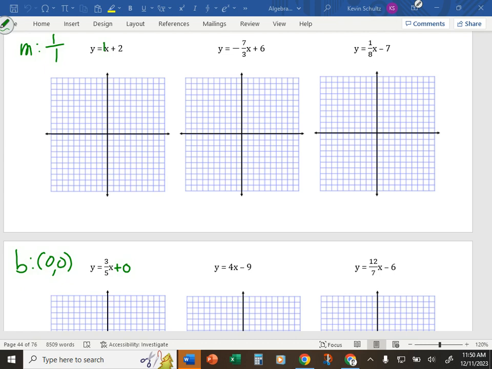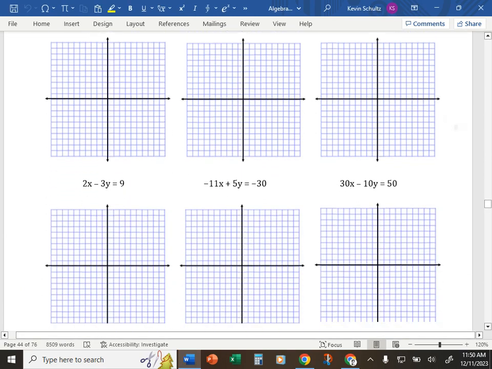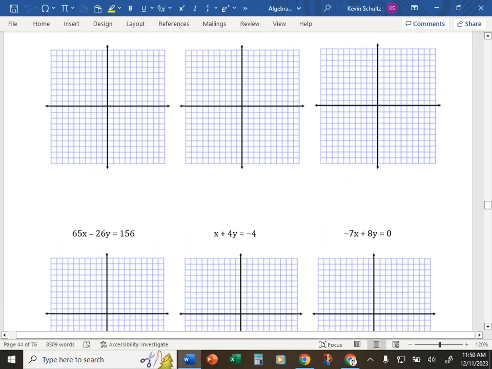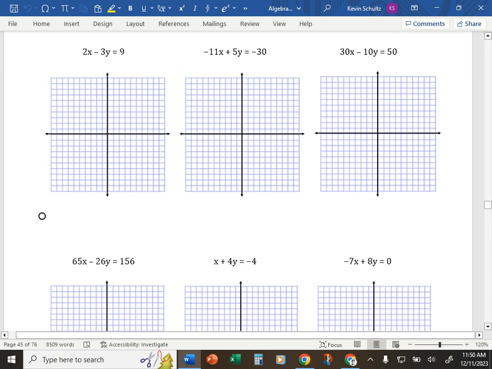Then the second part of this is graphing equations that are given to you in standard form. So here's where PO22 comes right back at you. You have to convert this first. You have to rewrite this in slope-intercept form before you can graph it. So which one on the top row would you like to do together?